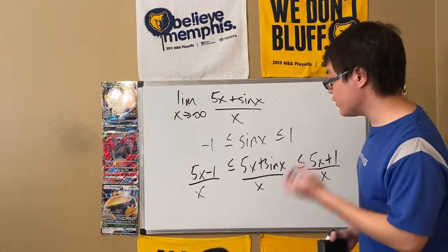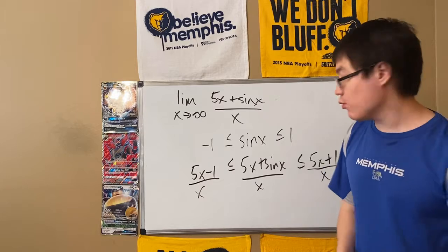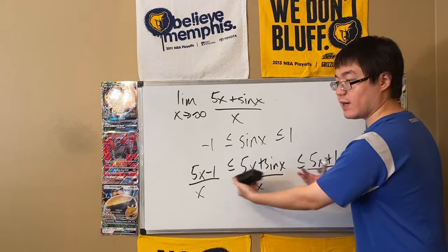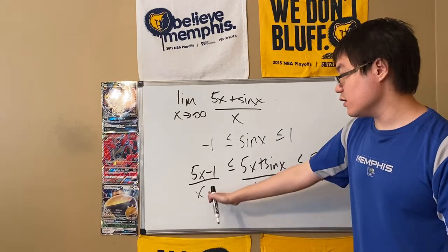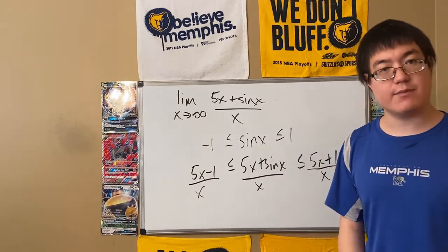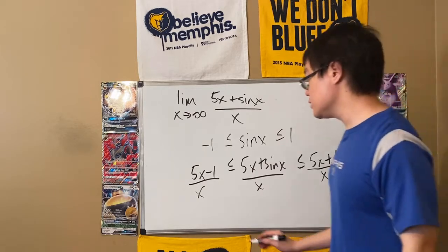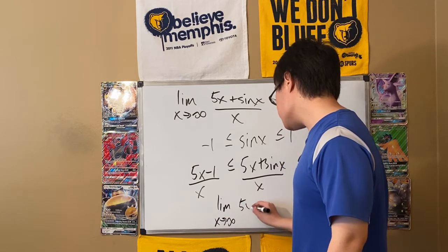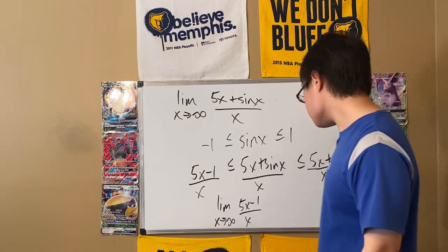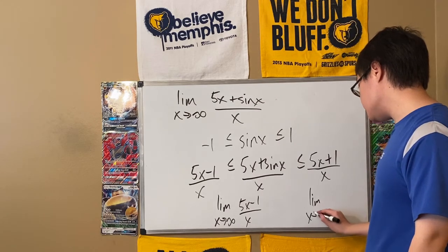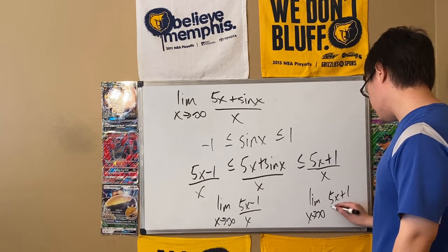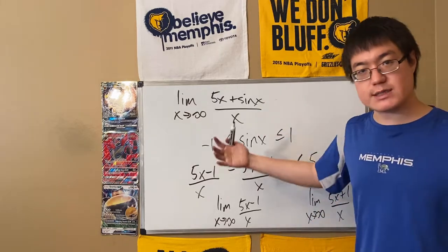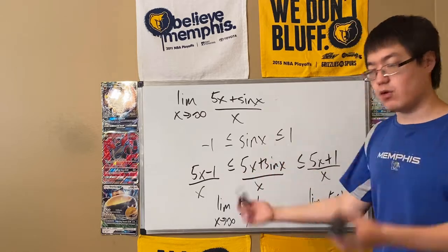And lo and behold, we have reached sort of the halfway point. We have gotten this middle thing to match this limit, and this middle thing is bounded by two other functions. So our goal is to find the limit of both of these and hope that they're the same number, and that'll be our answer. So let's do that. We're going to find the limit as x goes to infinity of 5x minus 1 over x. Then we're going to take the limit as x goes to infinity of 5x plus 1 over x. Hope and pray that they're the same number, because if they are, then my middle limit, which was squeezed in between these two outer things, will be the answer.